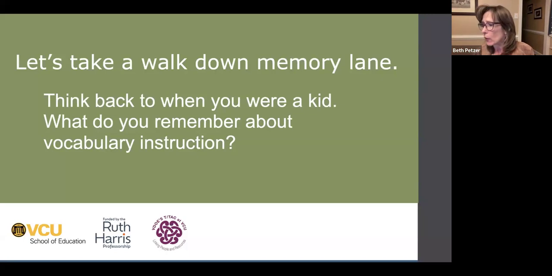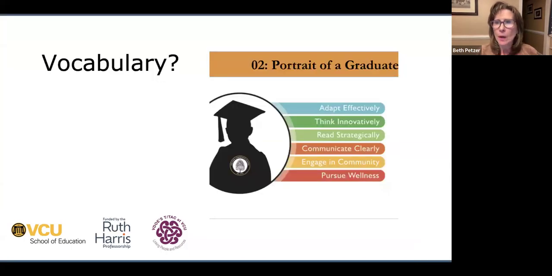And then before we move on, I have one more question for you, and that is why? Why is it so important to talk about these strategies for vocabulary instruction? At TNCS, this is our why. About 90% of our graduates go on to 2 to 4 year colleges. So we created a portrait of a graduate that highlights the skills we want those graduates to possess when they graduate and head on to college.